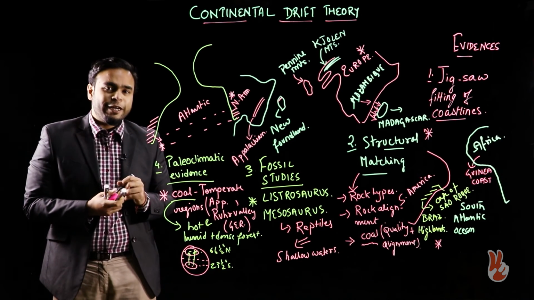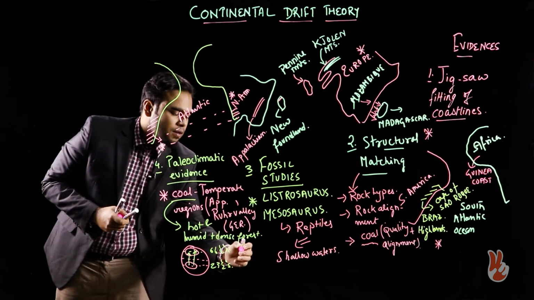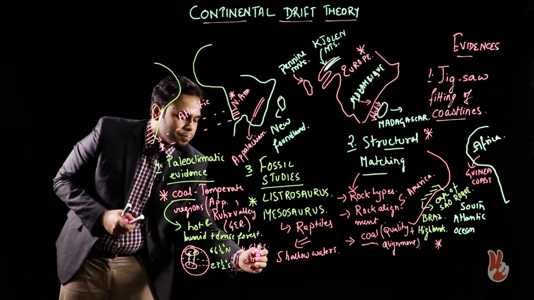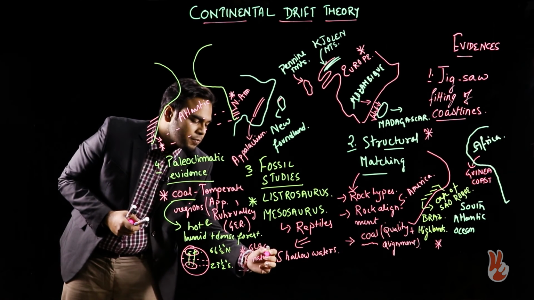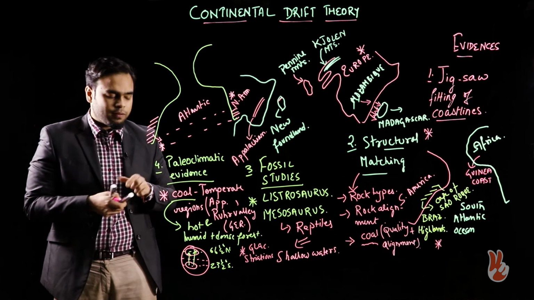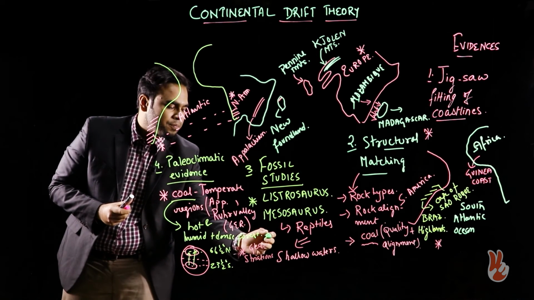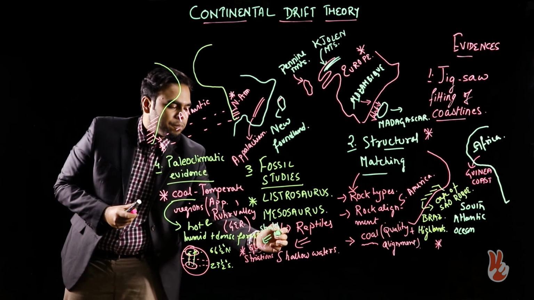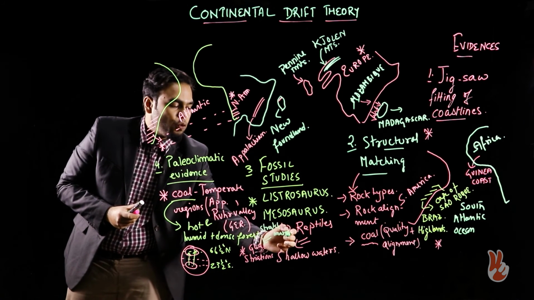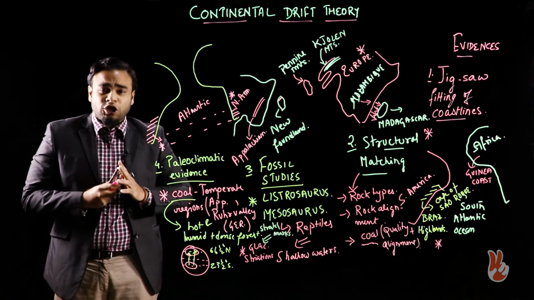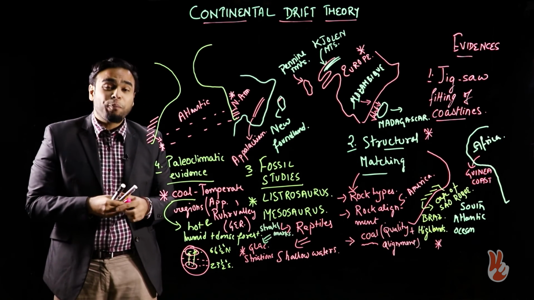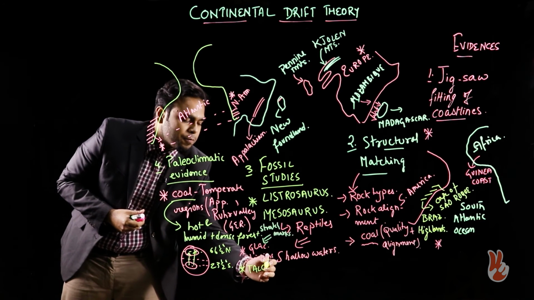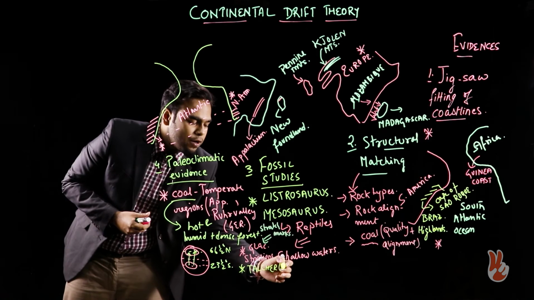Fine. Second thing he talked about, glacial striations. Glacial striations are nothing but stretch marks. Now Wegener said that glacial striations were found in tropical regions like Talcher. Now where is this Talcher? Talcher is a place in Odisha.